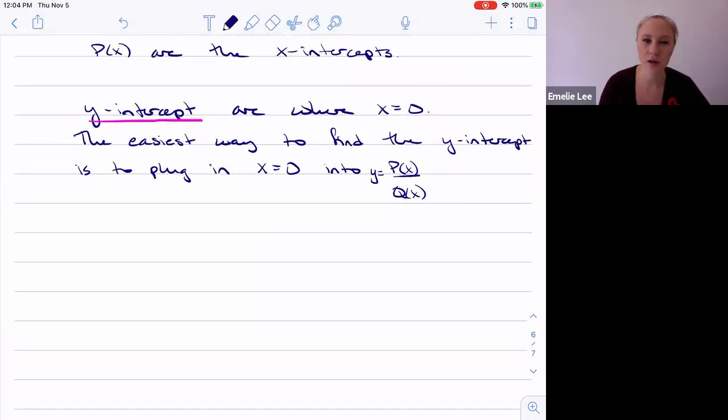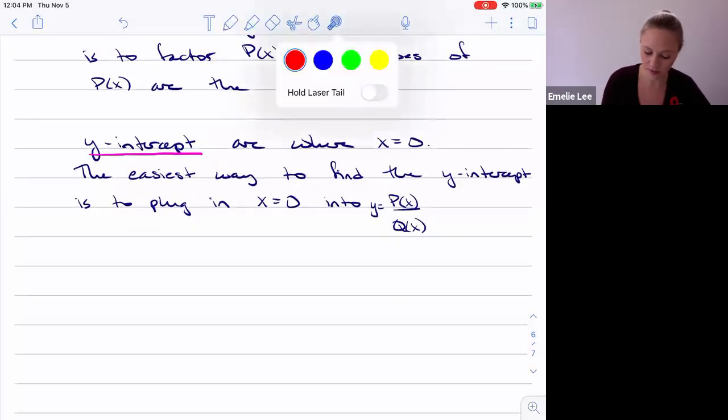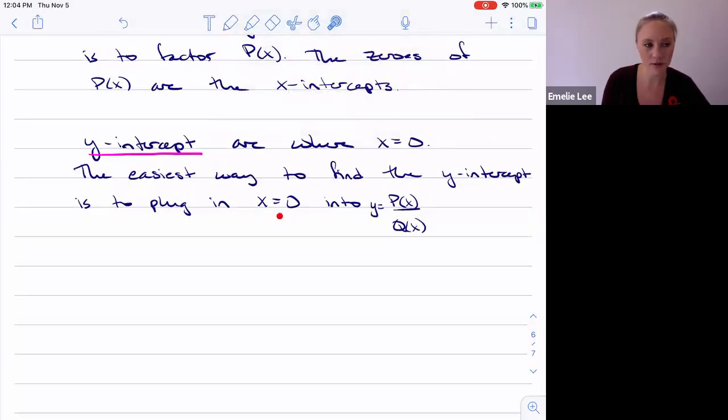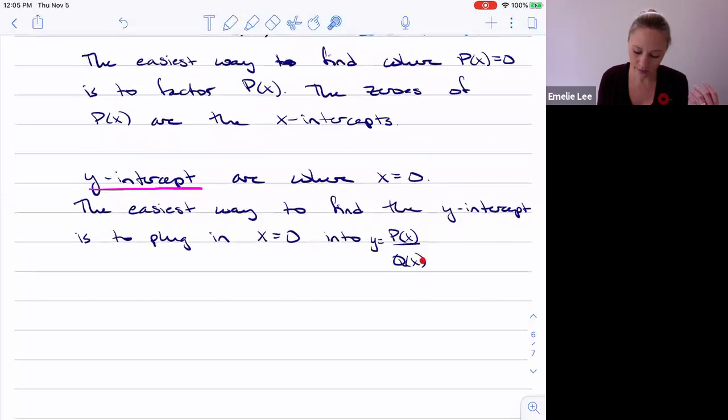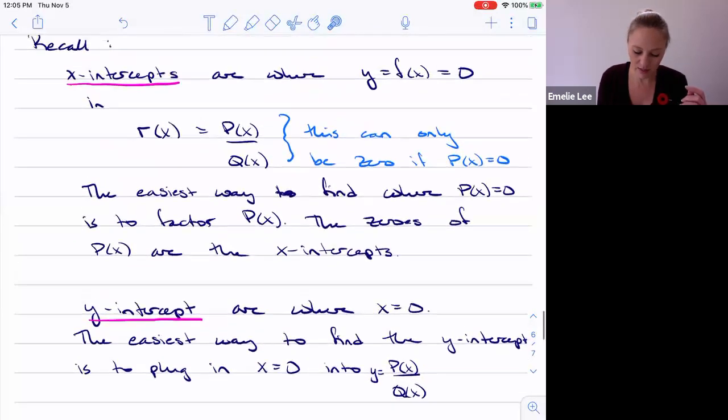It is possible to not have a y-intercept. That can happen, and we'll see an example, hopefully we have time. If we plug in x equals 0 into q of x and q of x becomes 0, then we're dividing by 0, which can't happen, right? And so then we wouldn't have a y-intercept. So I would recommend putting it into the original equation. If you're feeling confident with your factoring, you can put it into the factored equation, right? I say factored equation because here the easiest way to find the x-intercepts is to factor p of x. The easiest way to find vertical asymptotes later is to factor q of x.